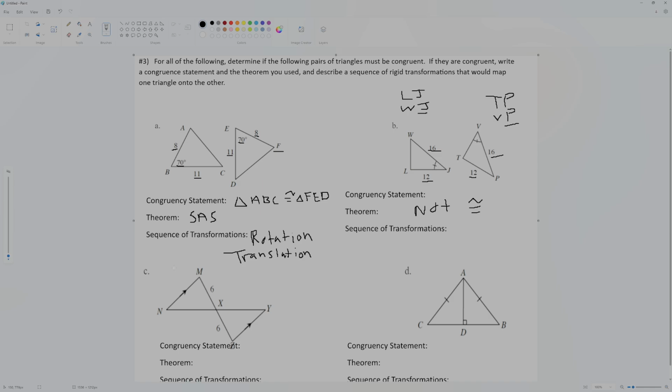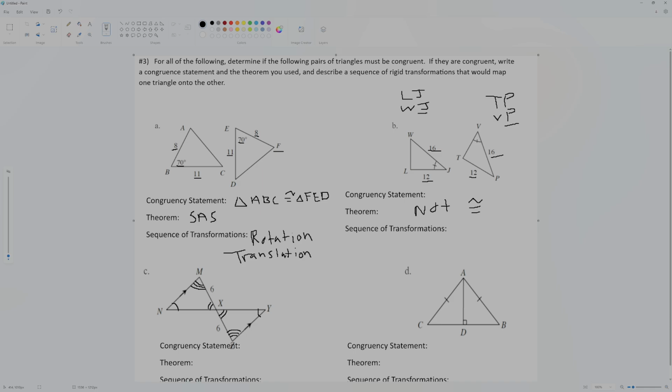So for C, we have the arrows. What do the arrows mean? I wonder if you guys actually answer that. Parallel. So since they're parallel, these guys are actually alternate interior angles. And these guys would actually be vertical angles. And we actually have another pair of alternate interior angles on the other side. So it really depends here. You have 2 correct answers.